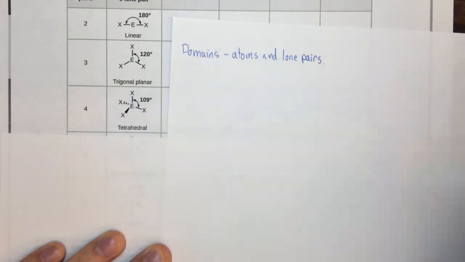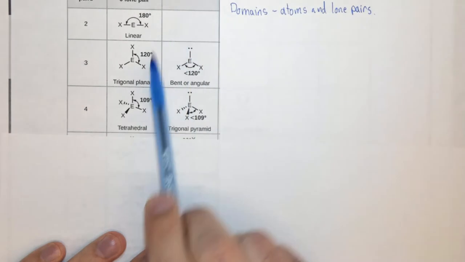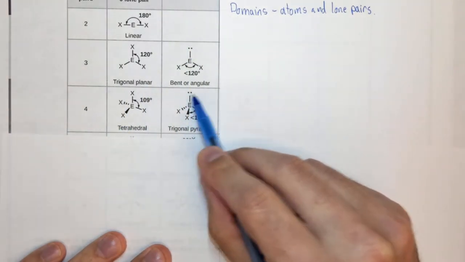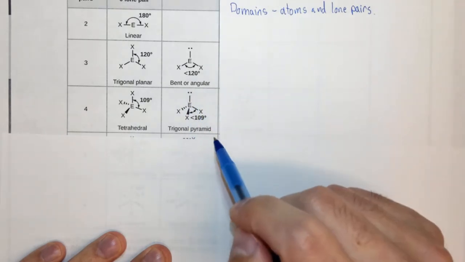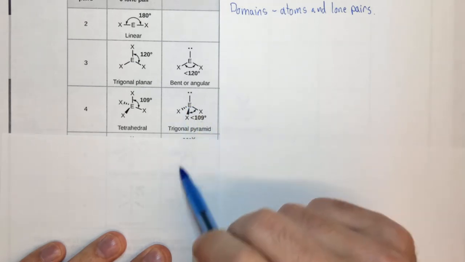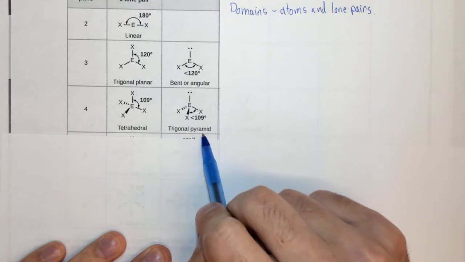Well, what if one of these X's is a lone pair? Well, if we have one lone pair, so we go one over on the table, then this lone pair takes up more space, or is closer to the nucleus on average, and this compresses the XEX bond angle to less than 109.5. The geometry is called trigonal pyramidal.